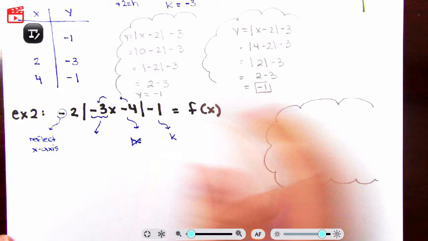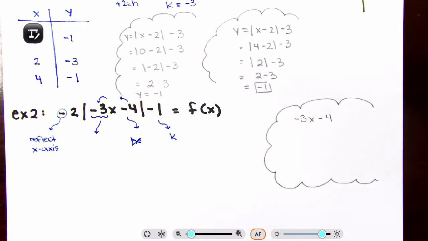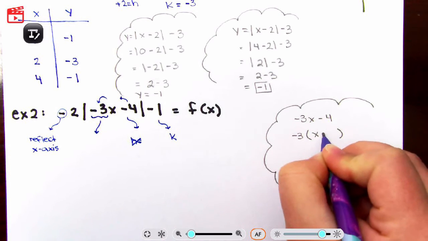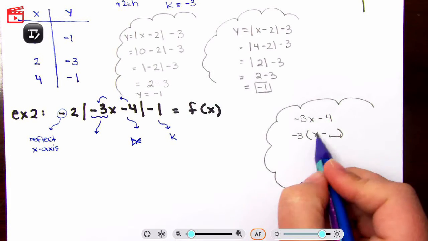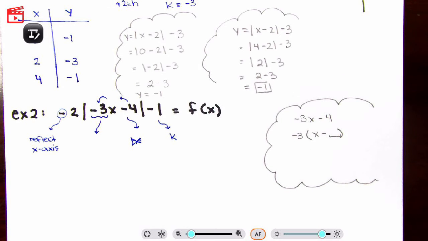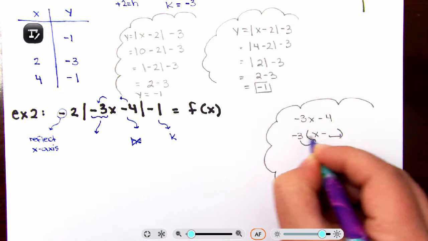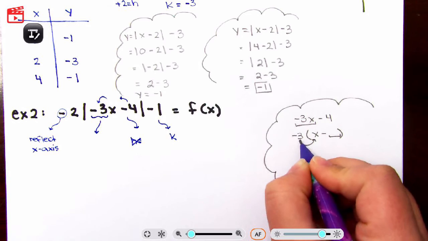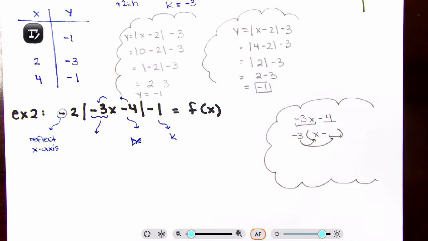So I'm just going to focus on that negative 3. I don't even care about the absolute value just yet. I need to factor out or remove that negative 3 from my x and my negative 4. If I remove this, it's kind of like undoing our distribution. If I was to multiply negative 3 times x, I would get my negative 3x. If I was to multiply negative 3 by something, I have to get a 4.